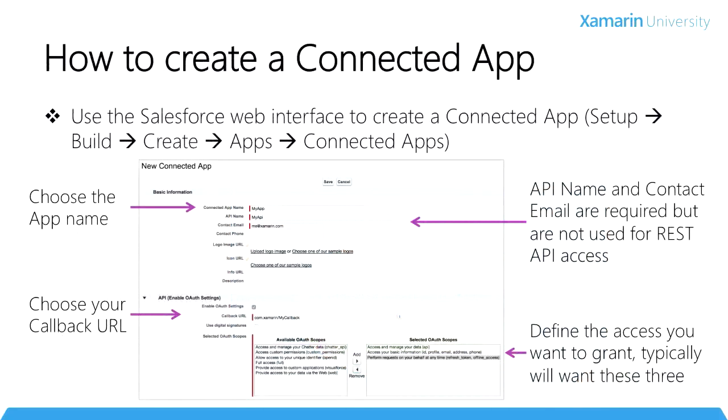Luckily for us, creating connected applications is pretty straightforward inside Salesforce. Salesforce has a user-friendly page to create a connected application. Some of the required fields, for instance app name, API name, and contact email, will not be used by your external application. However, the most important steps in this process are entering your callback URL and specifying your OAuth scopes.